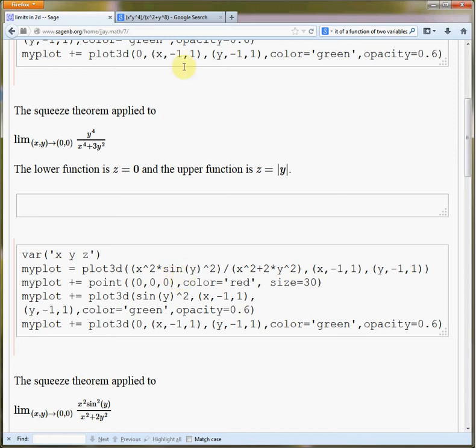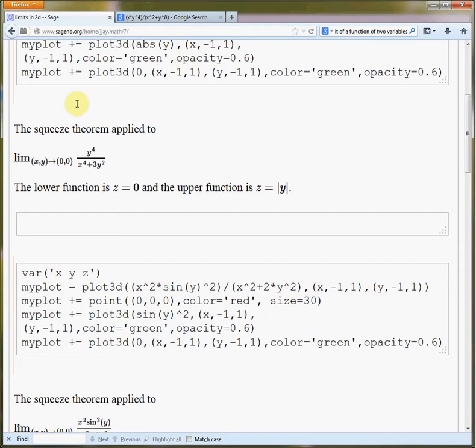In this video, I want to talk about limits of a function of two variables. So here's an instance of what that means. You have a limit, and instead of just a single variable like x going to a certain value, you have a pair of values going to a point in the plane.